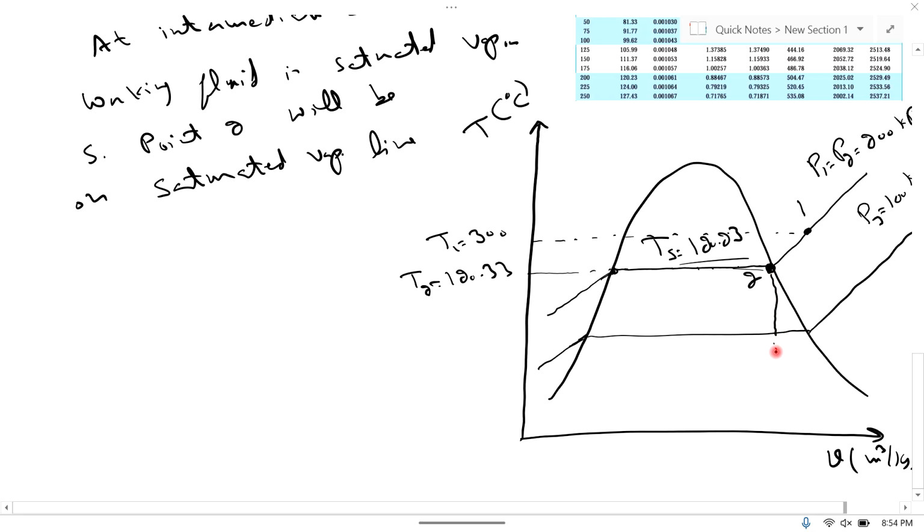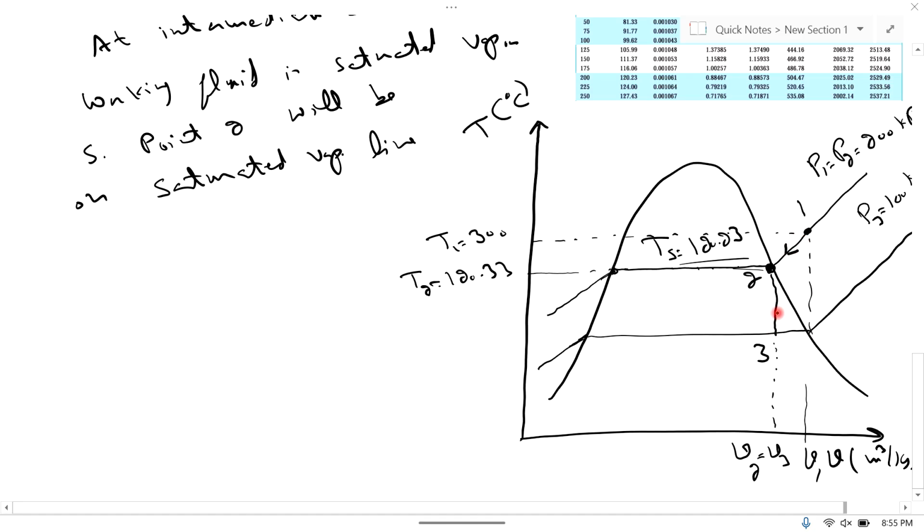Here V2 is equal to V3, and this is V1. This is point number 3, and point 3 is in the mixed region because this is a straight vertical line. In cooling the temperature decreases, so it means that at point 3 the temperature and pressure also decrease, and this is the constant pressure line of 100 kilopascal. So point 3 will be in the wet region. This is point 1, this is point 2, and this is point 3.